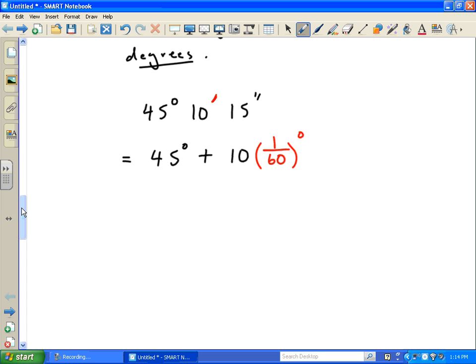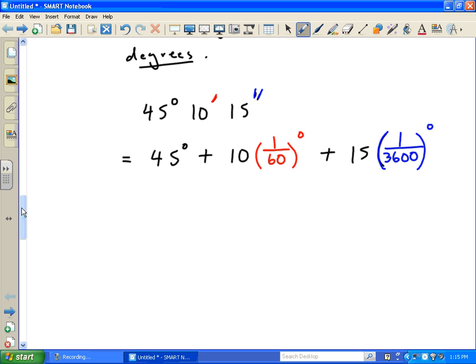Okay, on the second part, also do plus. We have 15, and then we have our second symbols. Our second symbols also need to change into degree symbols. So this needs to be degrees. Okay? A second is a very, very small fraction of a degree. As a matter of fact, it's 1 over 3,600 of a degree. Okay?